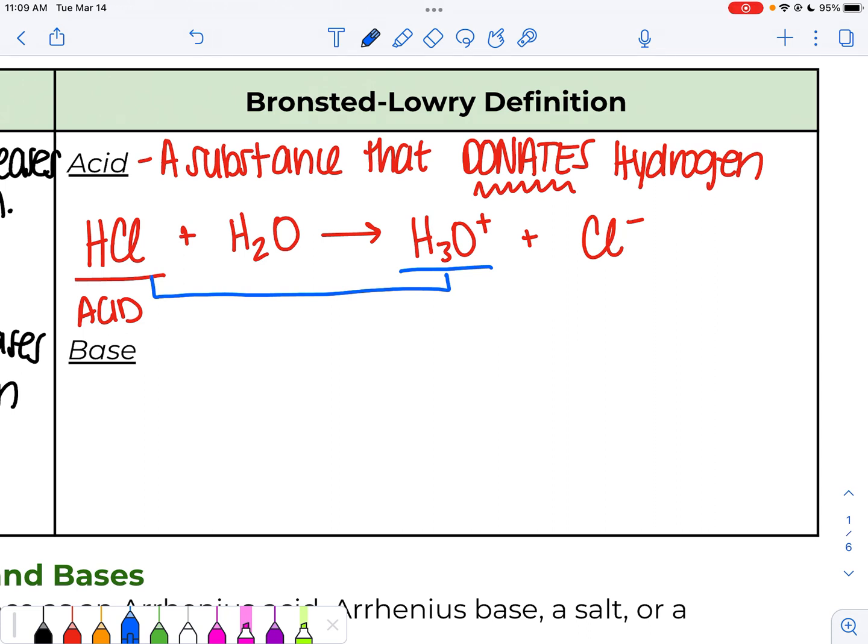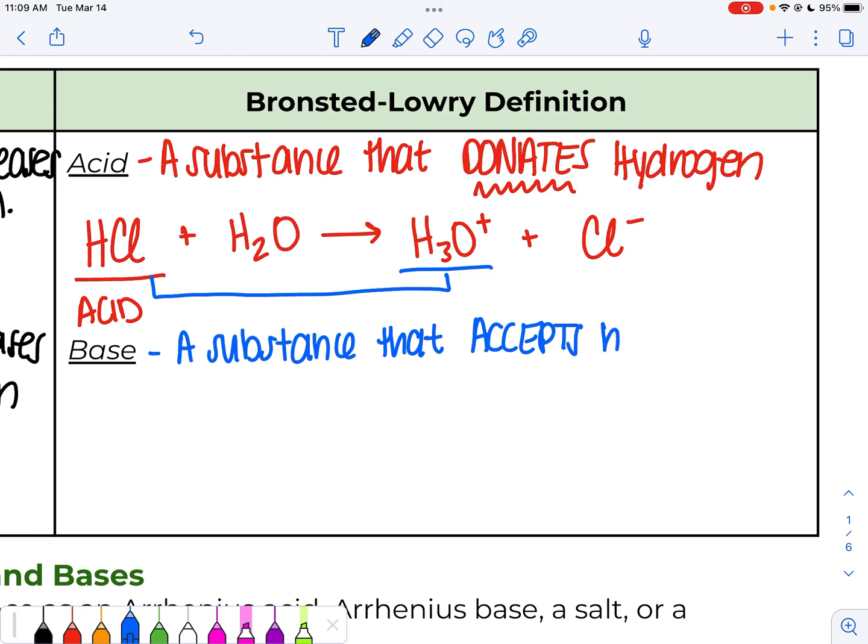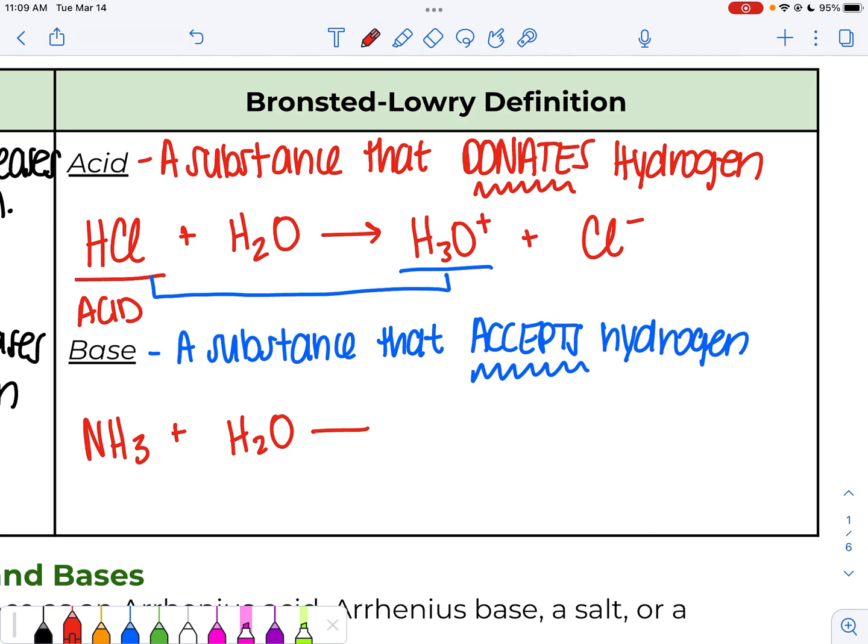So alternatively, a base is a substance that accepts hydrogen. So acids donate, bases accept. So let's take a look at that ammonia. We've got NH3. We're going to react it with water. And what are we going to get?